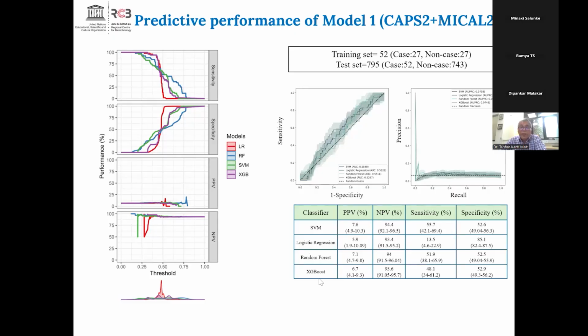What we could find is that the negative predictivity for the SVM model, logistic regression, and random forest is around 94% in all cases. However, the positive predictivity is 7.6%, 5.9, 7.1, and 6.7%. The sensitivity of this particular test is drastically low: 55%, even 13%, 51%, and 48%. The best performing model is SVM, which displays positive predictivity 7.6%, negative predictivity 94%, sensitivity 55, and specificity 52.